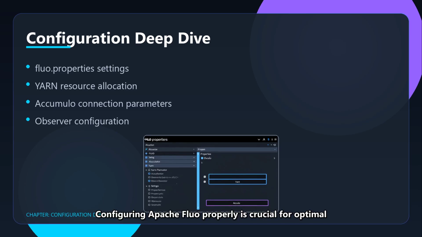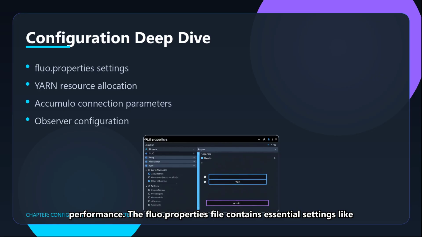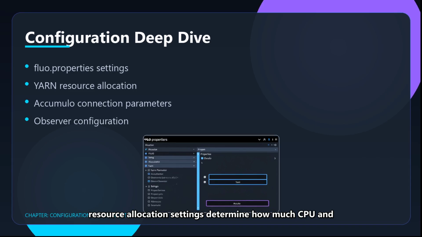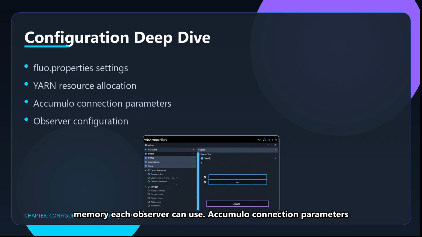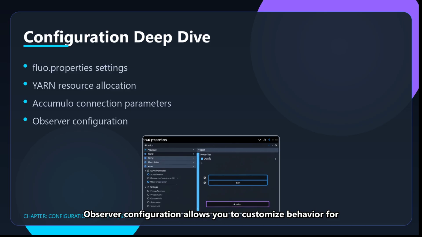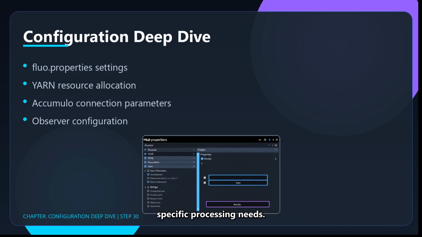Configuring Apache Fluo properly is crucial for optimal performance. The Fluo.properties file contains essential settings like Accumulo connection parameters and Zookeeper quorum information. YARN resource allocation settings determine how much CPU and memory each observer can use. Accumulo connection parameters specify how Fluo connects to the underlying storage. Observer configuration allows you to customize behavior for specific processing needs.